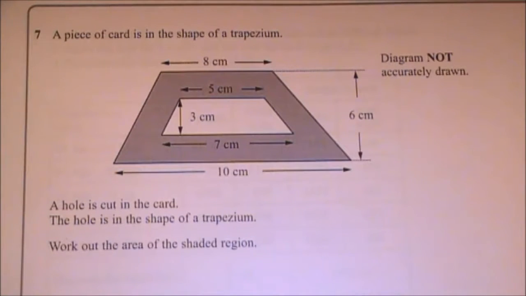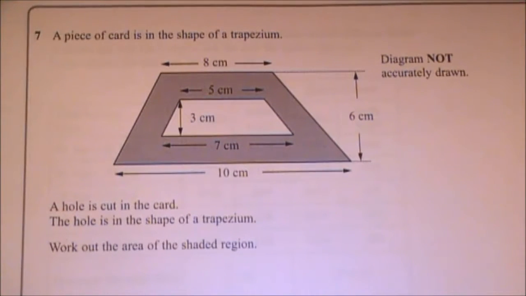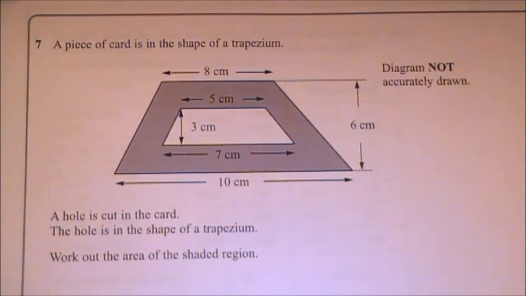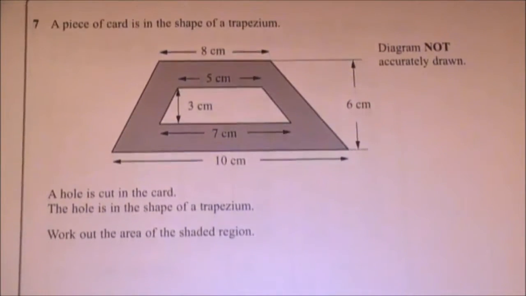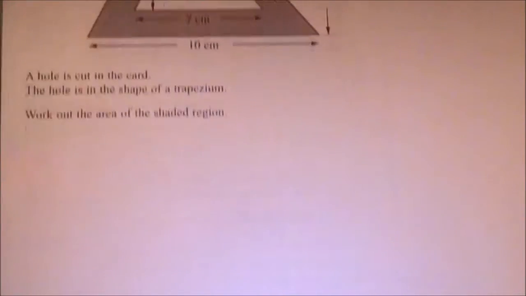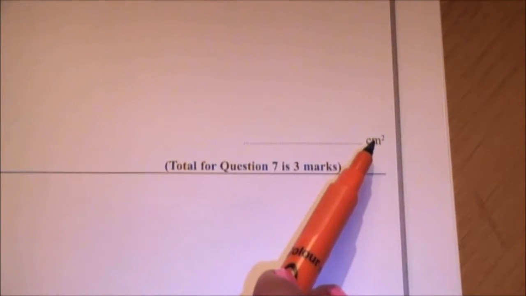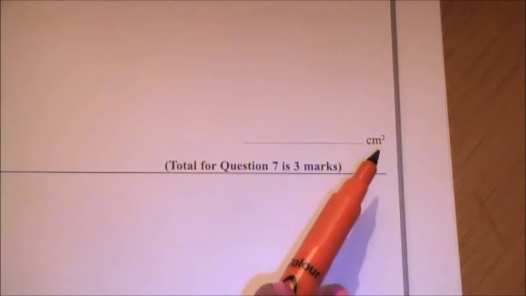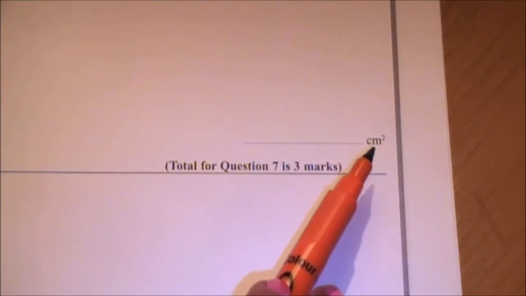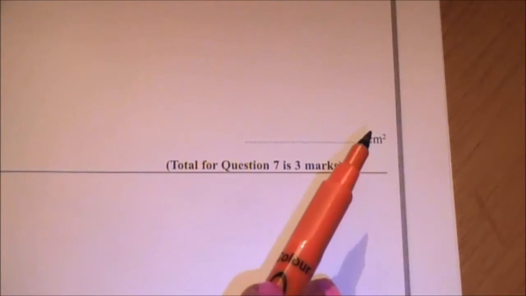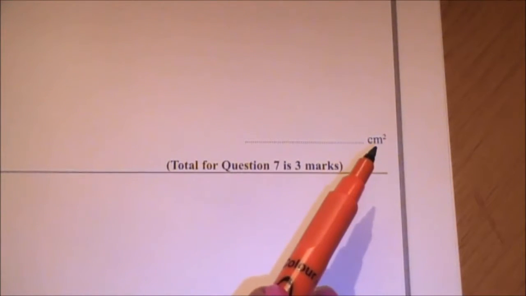Question 7 is another area question, and it's asking you to find the area of the shaded region. Now before I even attempt this question, I'm going to use it to back up the previous point I made in the last question, and that is, it's an area question. Look at the answer line. They've actually printed for you centimetres squared. So make sure that you look on the answer line, because if they haven't given you the unit, you get a mark for putting them in.